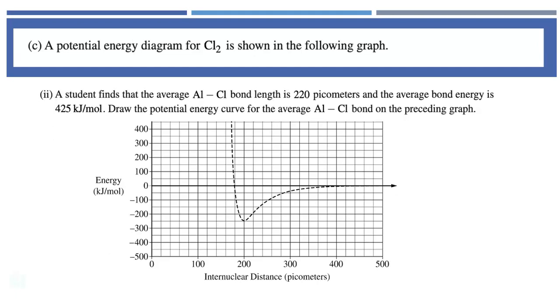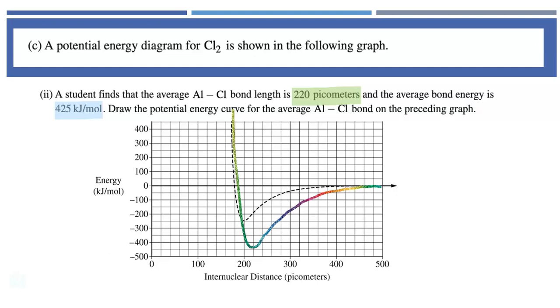So the key things we're looking at here is that the bond length is 220 picometers, so my energy minimum needs to be at 220 on my x-axis. The average bond energy is 425 kilojoules per mole, and that means on my y-axis, the minimum needs to go down to negative 425. And that's what my graph needs to look like.